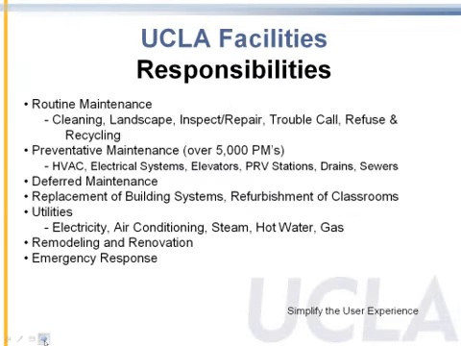The responsibilities, we have the responsibility for routine maintenance. That's just the cleaning and trouble calls and that type of thing. We have preventative maintenance responsibility. We have, like I say, 5,000 preventative maintenance work orders that deal with HVAC and elevators and drains and sewers. We do deferred maintenance. We're responsible for replacement of building systems and refurbishment of classrooms, electricity and the utilities. We have a cogeneration plant for our chilled water and so forth.